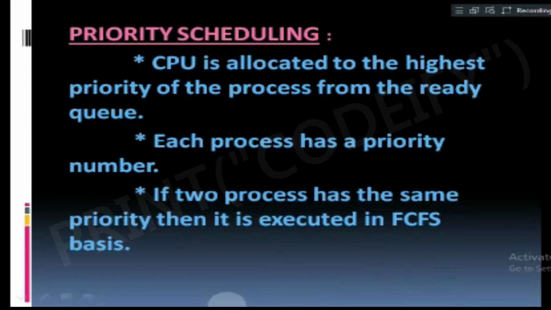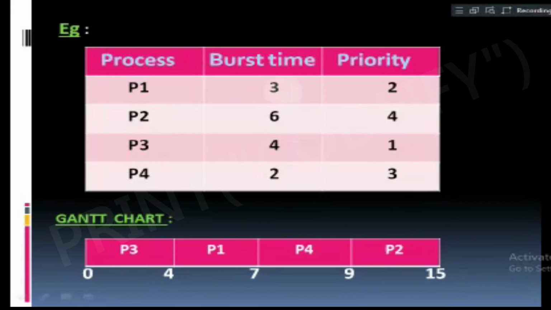Next one, priority scheduling. Here, CPU is allocated to the highest priority process from the ready queue. Each process has a priority number. If two processes have the same priority, then they are executed on a first come first serve basis. So, instead of arrival time, here we have priority. So, there are 4 processes. Burst time is 3, 6, 4, 2 and priority is 2, 4, 1, 3.